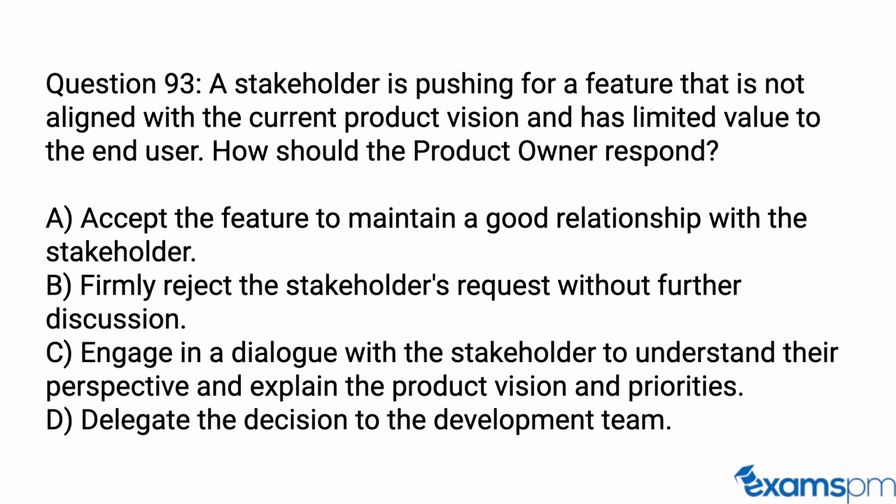Question 93. A stakeholder is pushing for a feature that is not aligned with the current product vision and has limited value to the end user. How should the product owner respond? A. Accept the feature to maintain a good relationship with the stakeholder. B. Firmly reject the stakeholder's request without further discussion. C. Engage in a dialogue with the stakeholder to understand their perspective and explain the product vision and priorities. D. Delegate the decision to the development team.